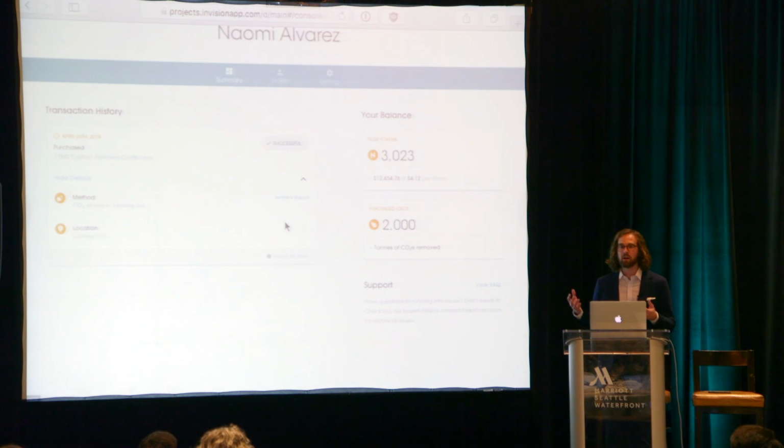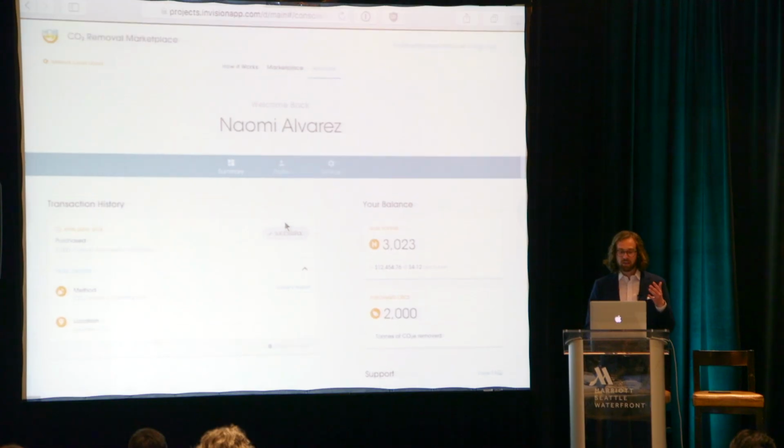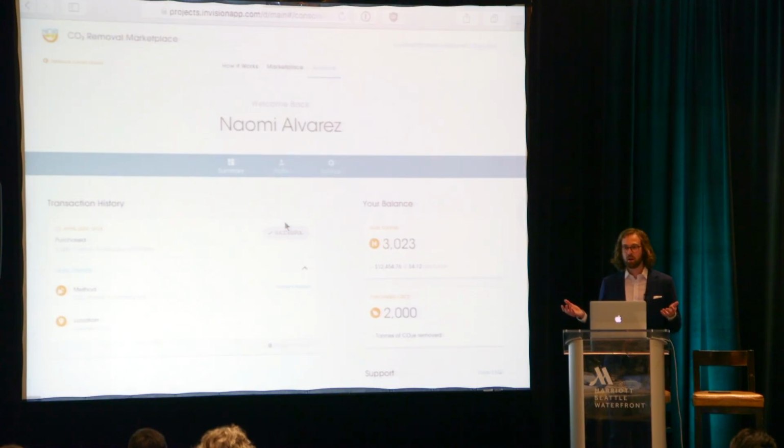So if you're a buyer, you're a corporation, and you want to be including this information in your CSR report, for example, you want to make it available to the public so that the public can come in and audit you, that you actually paid for carbon removal, we would make all of this available in a very easy graphical way. So that's the end of the buyer flow. It's a pretty simple and straightforward process. So those are the two flows that we wanted to show you.